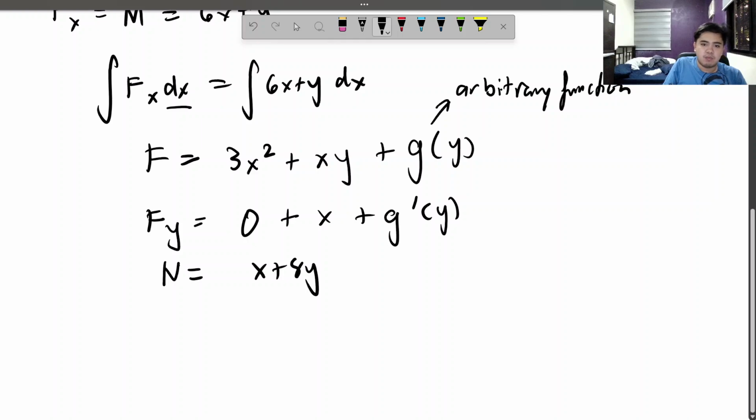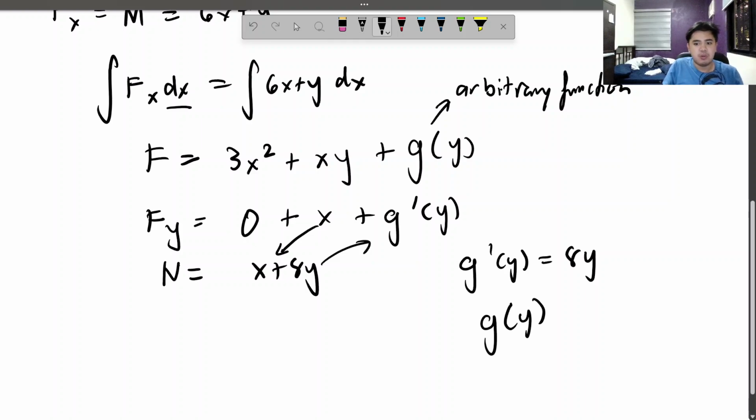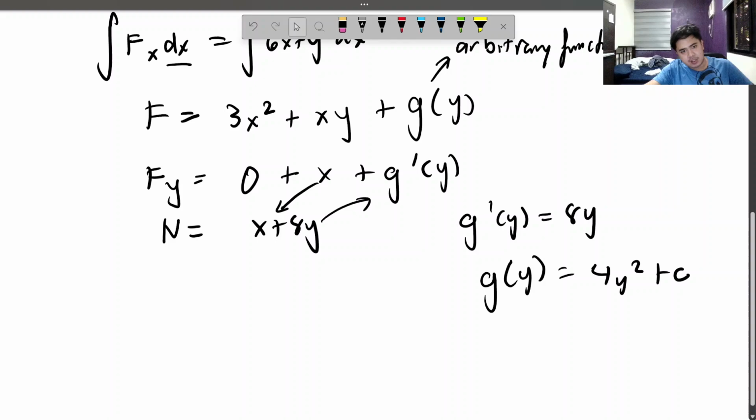We need to match this up one by one. So x becomes x and 8y becomes g prime of y. So g prime of y should be 8y. And to find the antiderivative, we just have to integrate both sides. We get g of y, which is what we need, equals the integral of this with respect to y, which is 4y squared. We can put plus c here, but you will see where we put plus c.